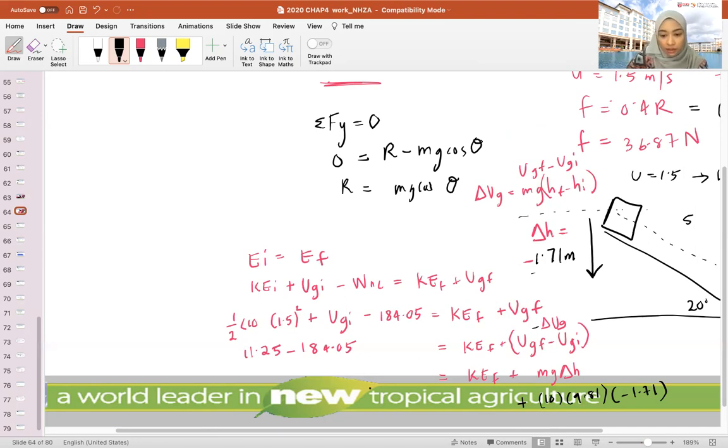This guy is a minus. I bring this to the other side. So I will get 11.25 minus 184.05. Kat sini dia negatif kan? Kat sini dia jadi positif, 167.75. And this will be equal to KE. I need to write this somewhere.